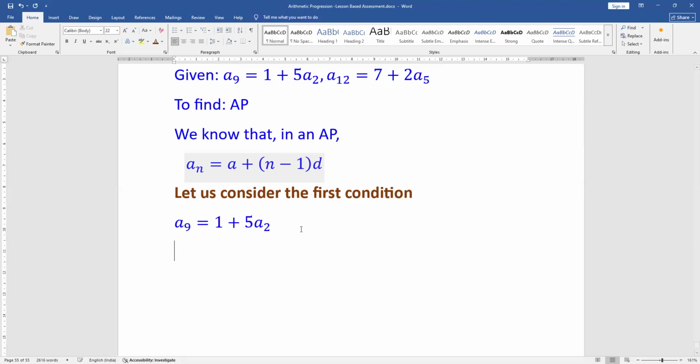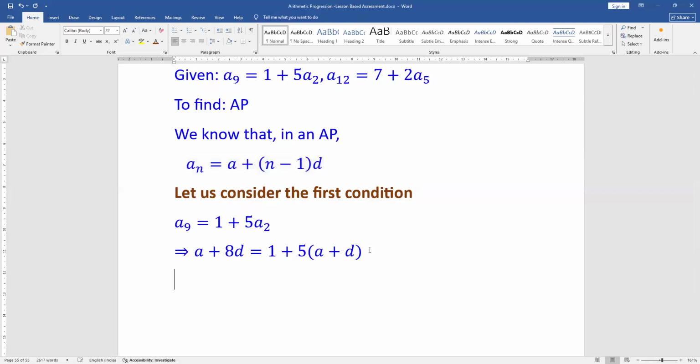Now in my next step, A9 can be written as what? A plus 8D, correct? Short form. The shortcut formula, the term is A plus 8D. Okay, 1 plus 5 into A2 can be written as what? A plus D. In short form we should note this down. Don't write the full form everywhere and sit. So you should learn it in this short form.